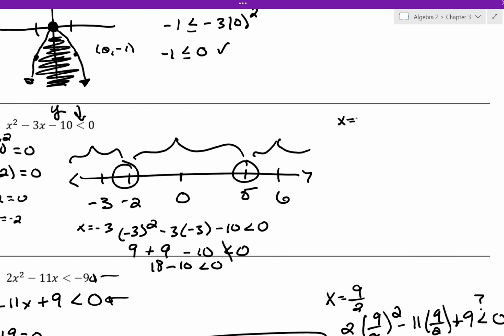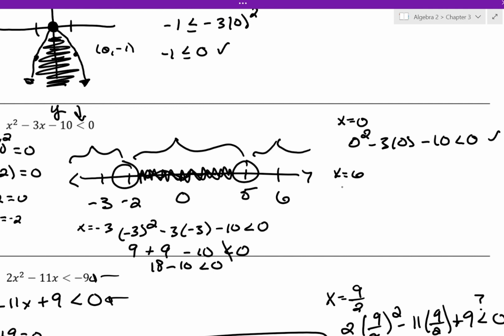Now I look at x equals 0, and I want to see about plugging him in. 0 squared minus 3 times 0 minus 10 is less than 0, and we can see pretty quickly that is going to work out, and we get to shade the middle. Lastly, we check the right side there. I'm going to check x equals 6.